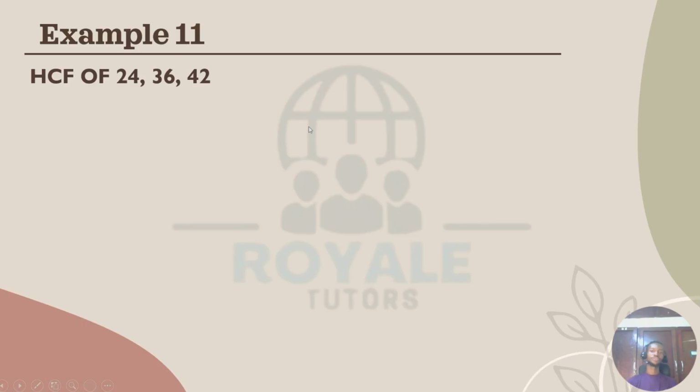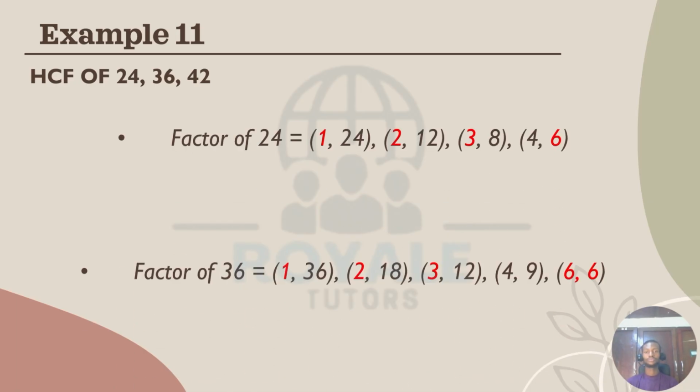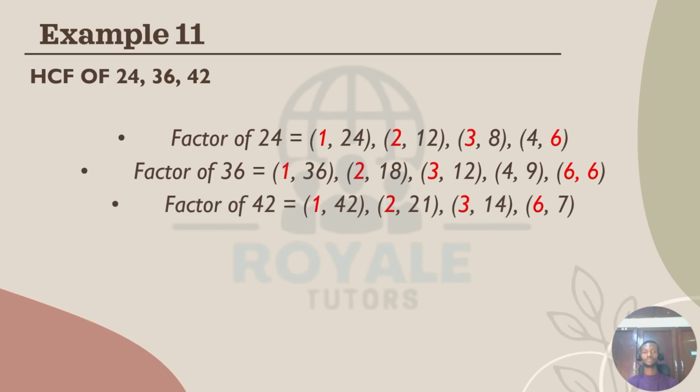So let's look at 24, 36, and 42. Let's quickly look at the list of factors for 24, 36, and 42. So these are the factors of 24, 36, and 42. What are the factors that they have in common? What are the numbers that they have in common? We have 1, we have 2, we have 3, we have 6. Those are the numbers that they have in common.